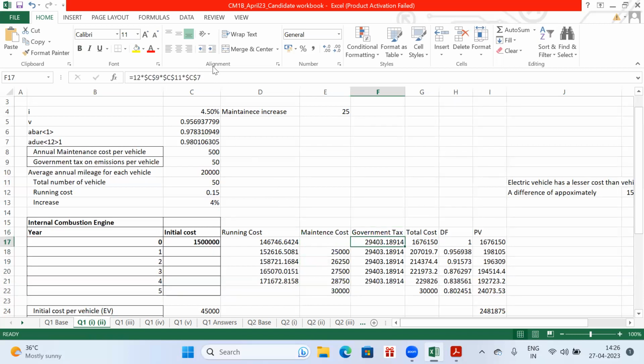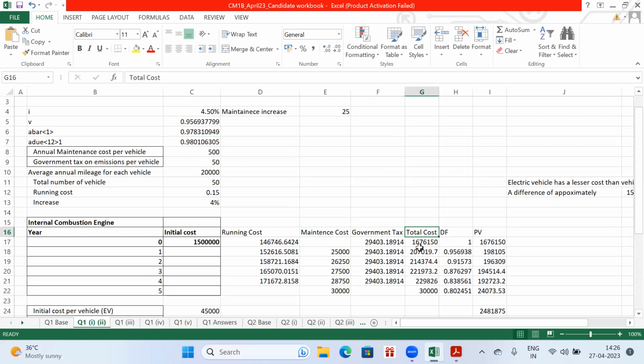Government tax is given as 50 rupees into 50 vehicles into 12, since it is paid monthly, so 50 is monthly. I multiply it with ä12 to make it yearly payments. And it's a fixed cost. Each year, this much tax has to be paid. Again, paid in the beginning, since we have taken annuity due 12.